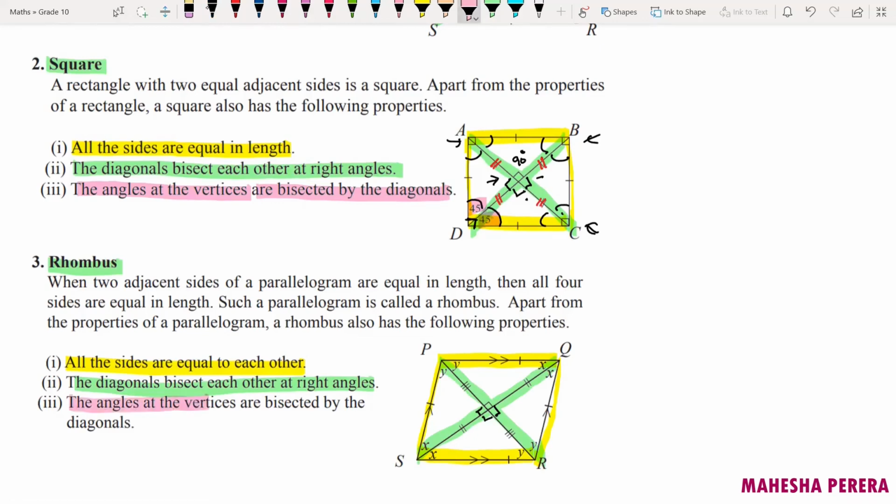And then the angles at the vertices are bisected by the diagonals. Now remember this. This is similar to the square, but you don't get 45 degrees after bisection. It's something else, right? Can you see? Obviously, the vertex angles are bisected by the diagonals, but we don't get 45 degrees like the square. It can be some other degree value. And this angle should be different, right?